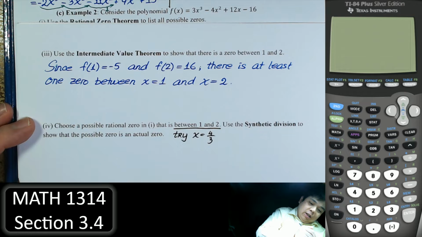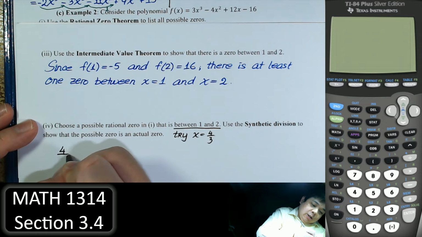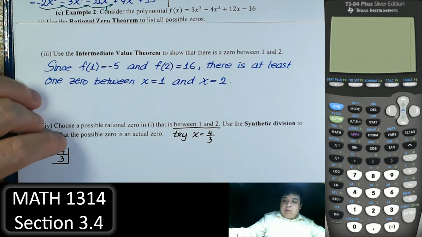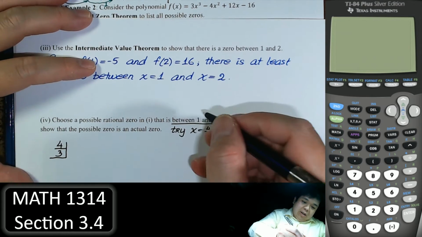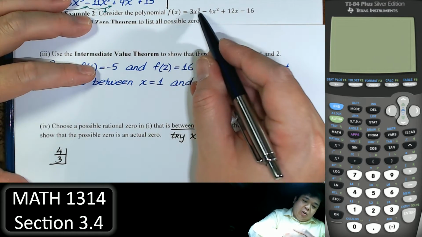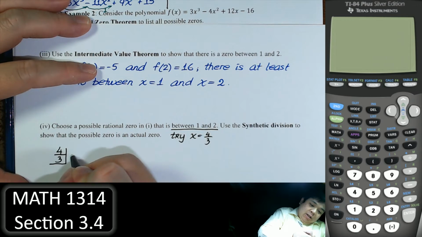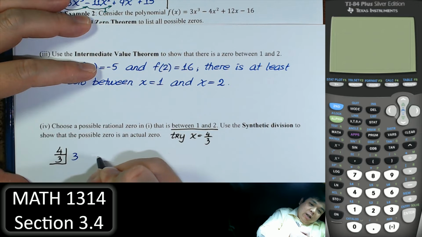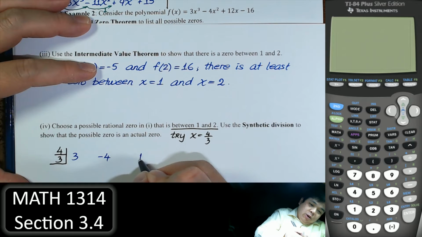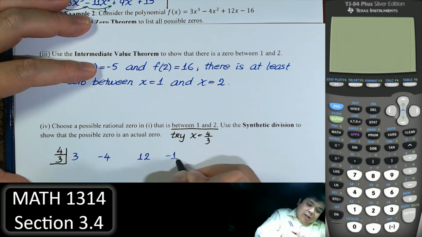4/3. I'm just going to copy this problem again. 3x to the third power minus 4x squared plus 12x minus 16. So 3, -4, 12, and -16.